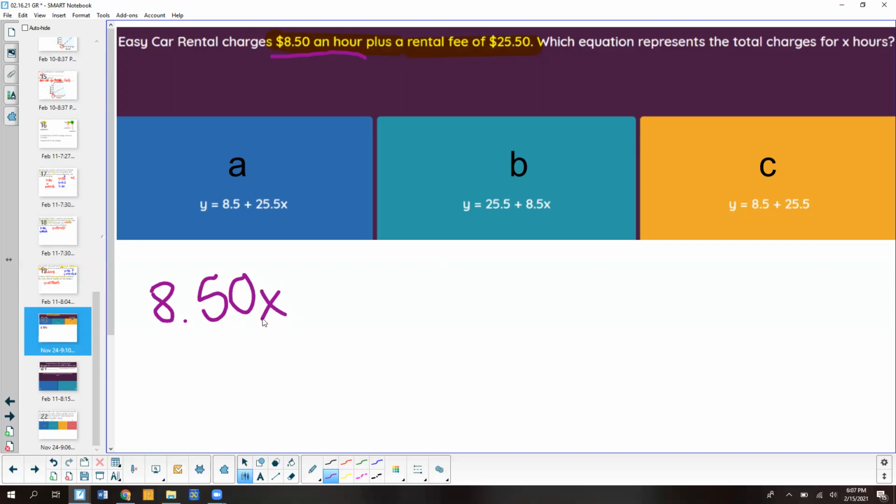Plus that one-time rental fee, that's not changing. We have to pay that $25.50 no matter what. So plus $25.50 is going to be our equation. Sorry, that's going to be y equals.